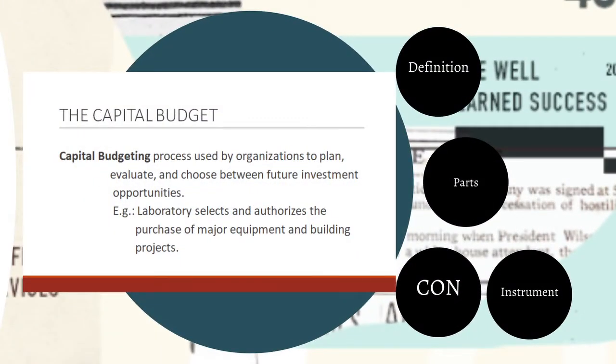Capital budgeting is the process used by organizations to plan, evaluate, and choose between future investment opportunities. This is the mechanism whereby the laboratory selects and authorizes the purchase of major equipment and building projects. The capital budgeting process involves 5 steps. Number 1, identifying investment opportunities in the form of a new business line, product expansion, or purchasing a new asset. Number 2, evaluating investment proposals by identifying different options.